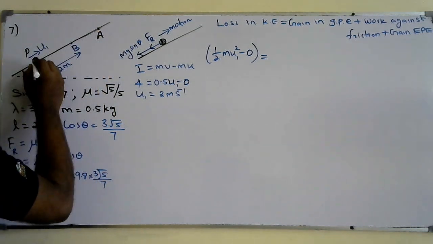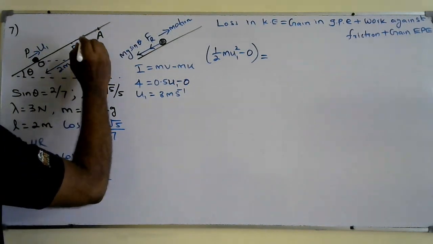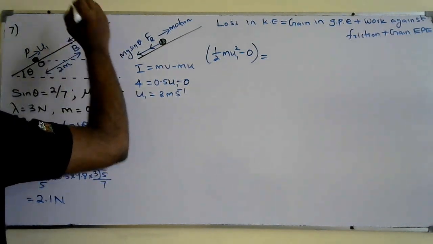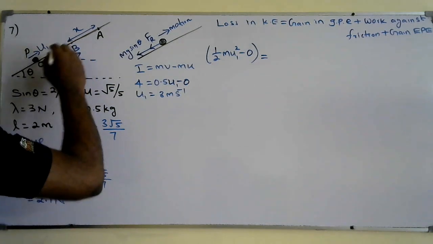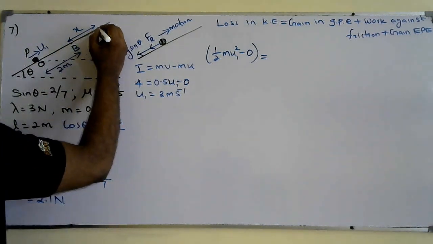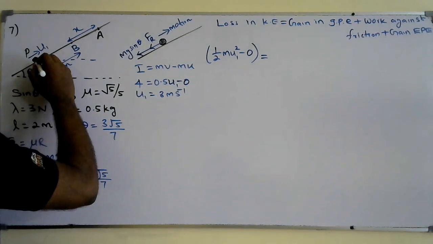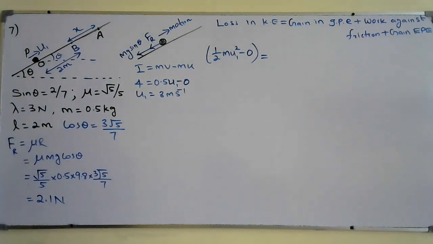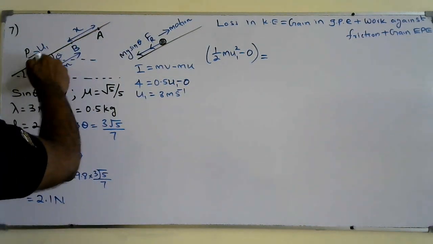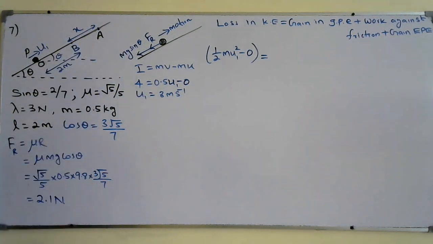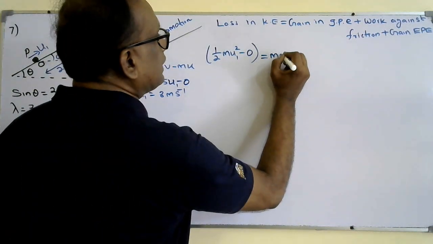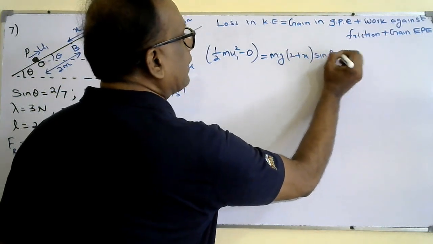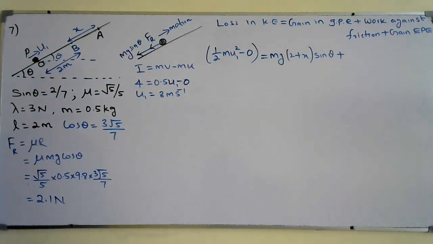When it reaches point A, we know it's moving beyond B, so let the extension from B to A be x. That's the question we need to find. Let the extension be x. This is 2 meters. For the gain in gravitational potential energy, we need to find this height. This height h is equal to 2 plus x sine theta. So that is mg times h, where h is 2 plus x sine theta. We'll substitute the values. X we need to find.